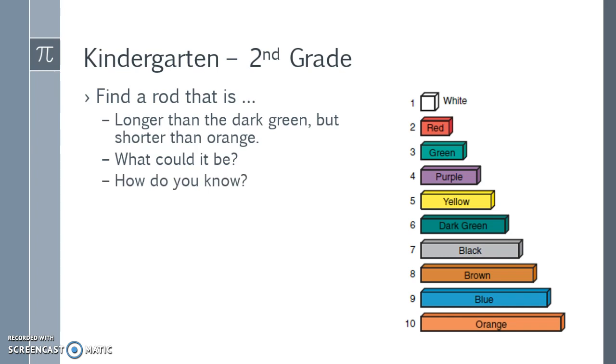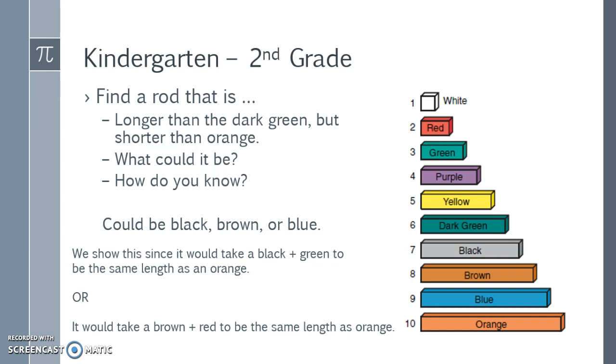How do you know that's the correct answer? It could be the black, the brown, or the blue rod. We could show this since it would take a black plus a light green to equal the same length as an orange, or it would take a brown and a red to be the same length as an orange.